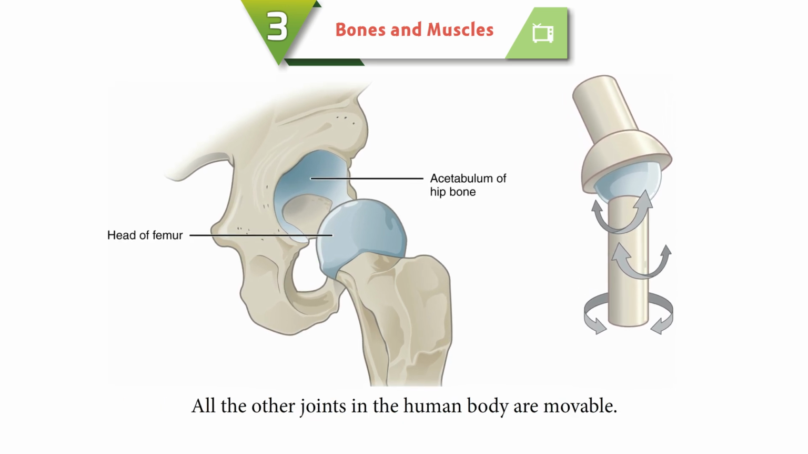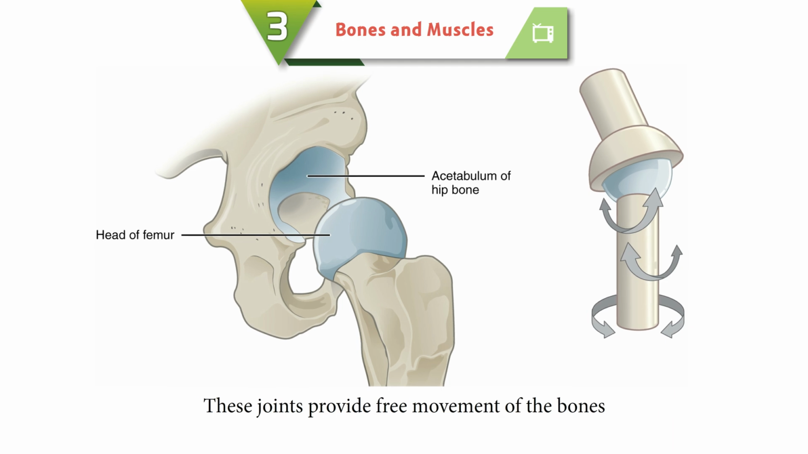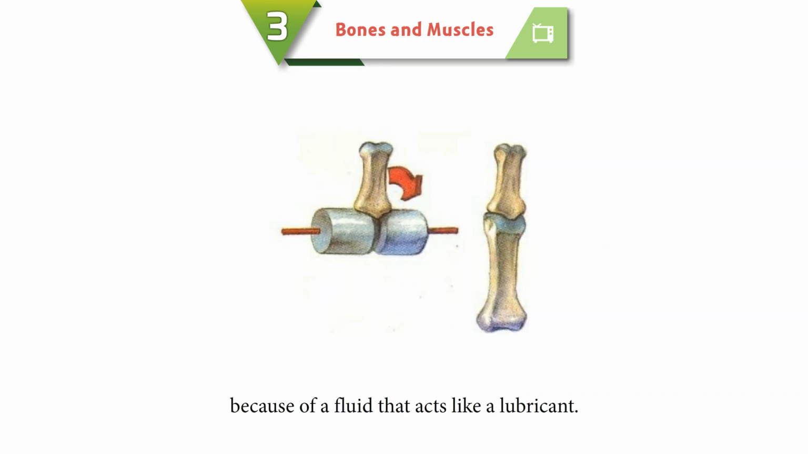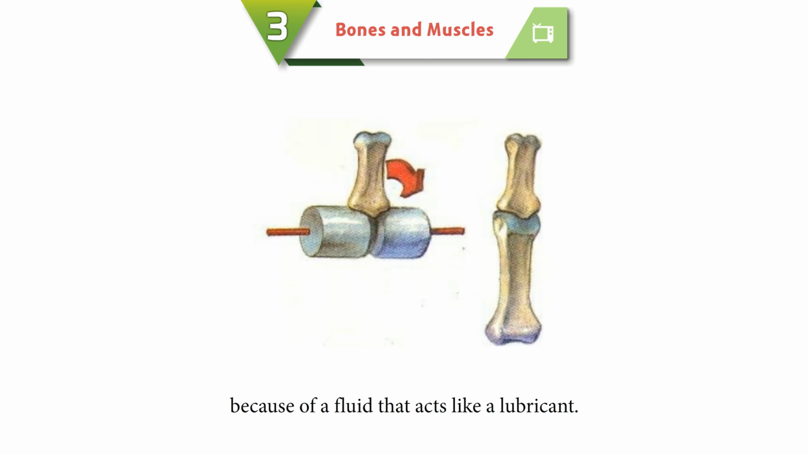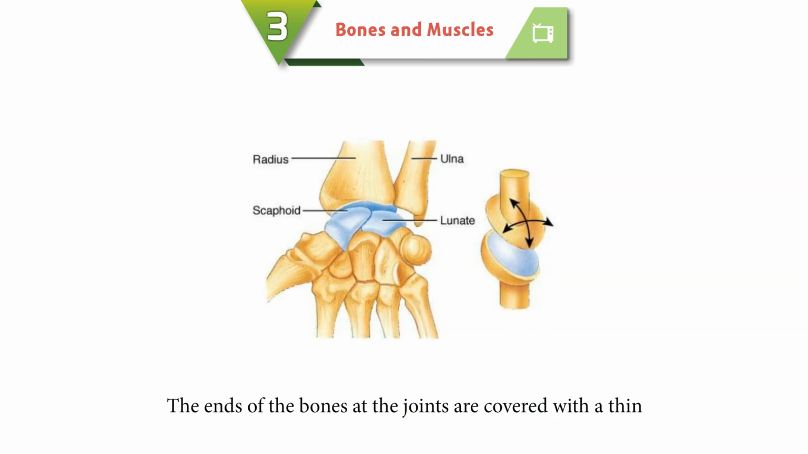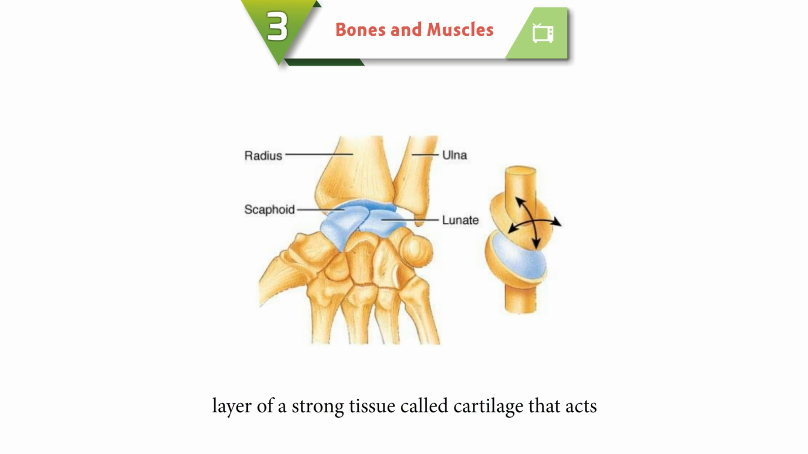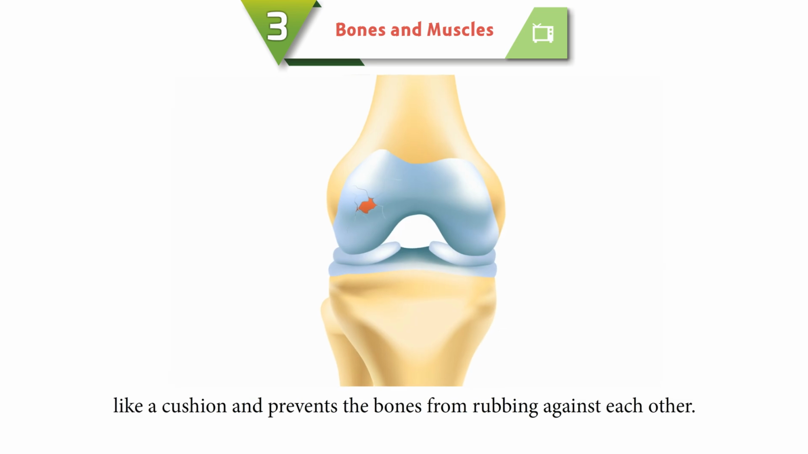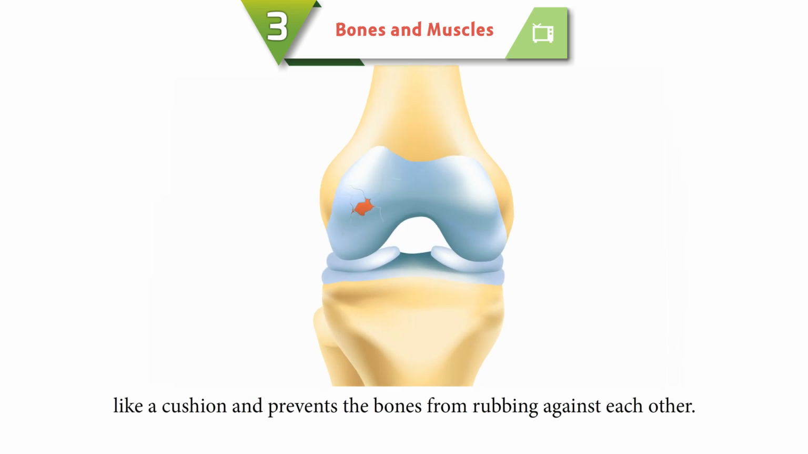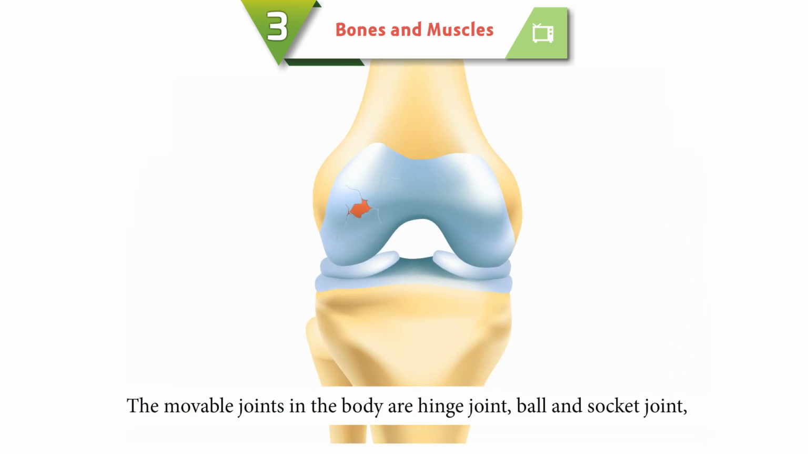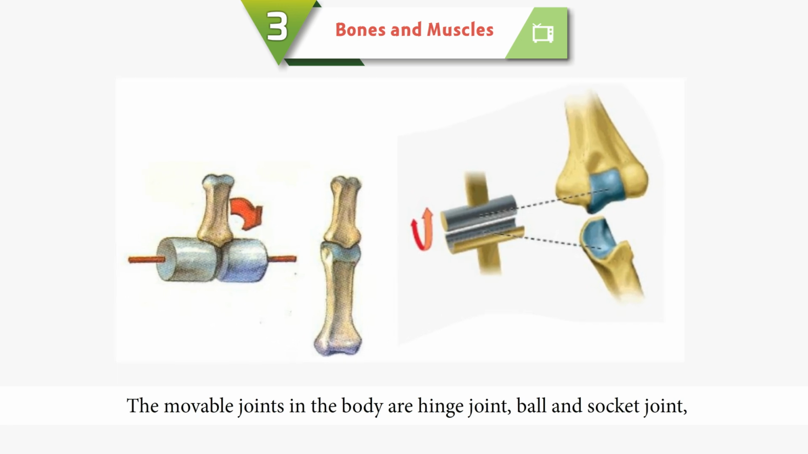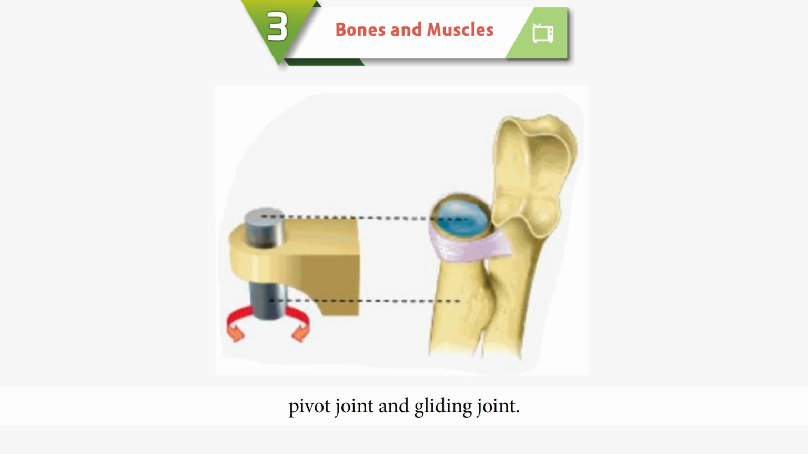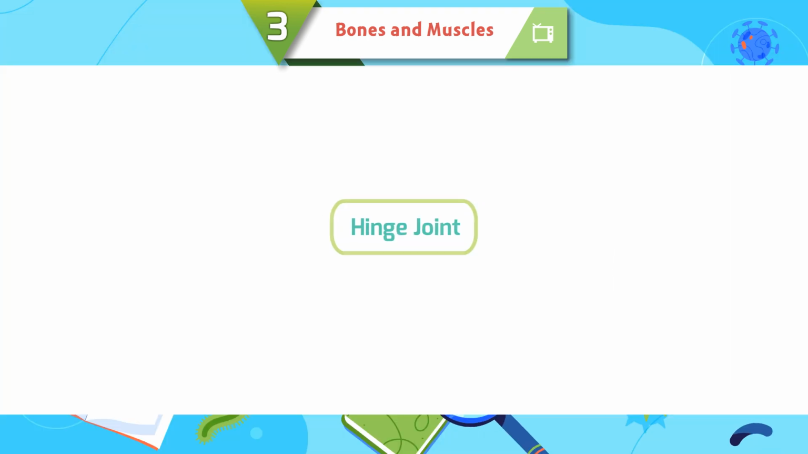All the other joints in the human body are movable. These joints provide free movement of the bones because of a fluid that acts like a lubricant. The ends of the bones at the joints are covered with a thin layer of a strong tissue called cartilage that acts like a cushion and prevents the bones from rubbing against each other. The movable joints in the body are hinge joint, ball and socket joint, pivot joint, and gliding joint.